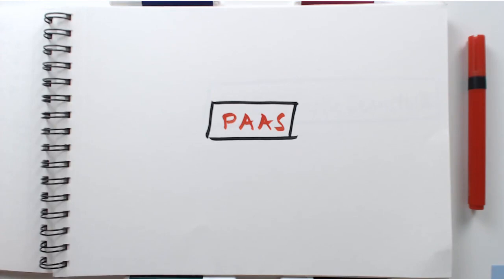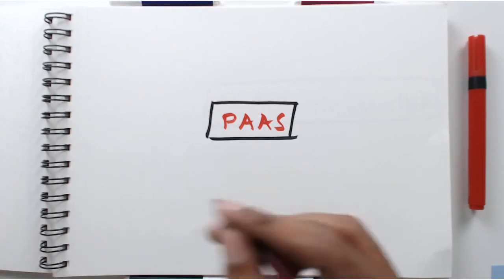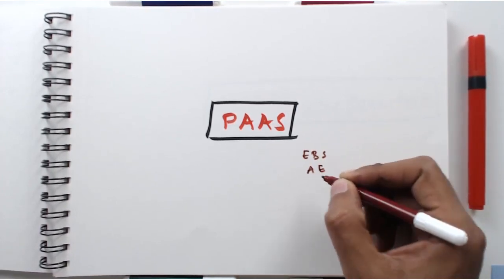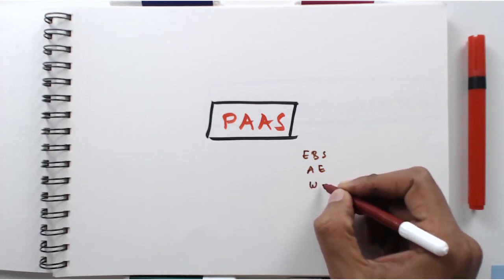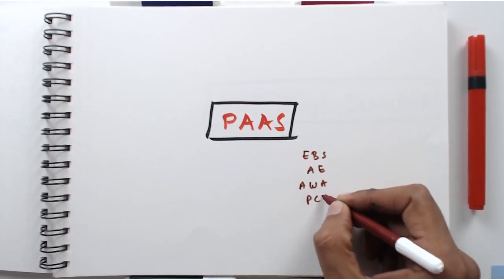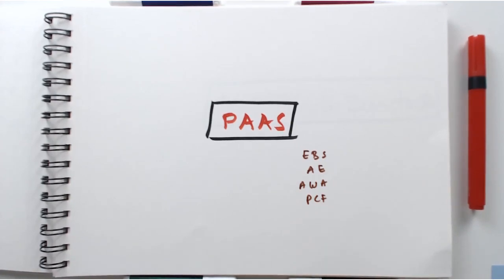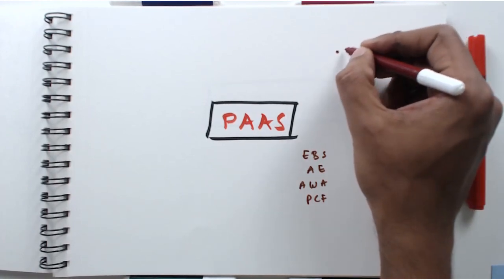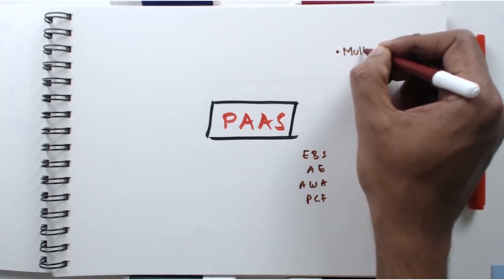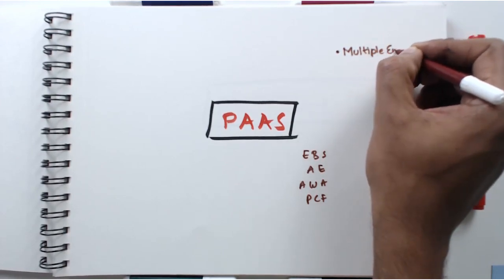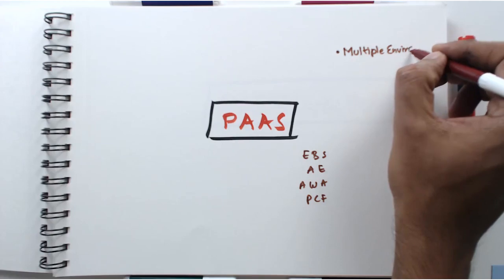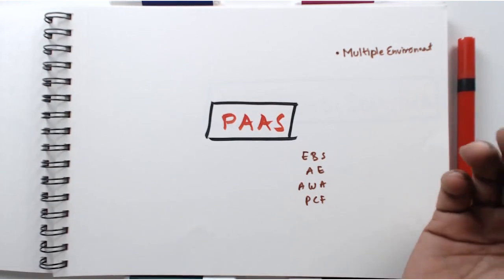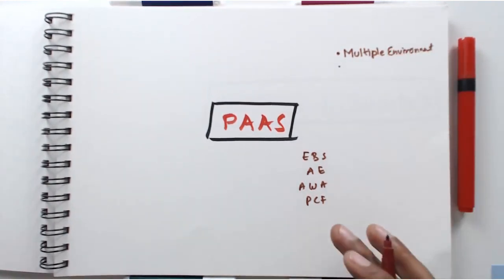Now, we talked about a number of platform as a service offerings. We talked about Elastic Beanstalk. We talked about App Engine. We talked about Azure Web Apps. And we also talked about PCF. If you look at all these platform as a service offerings, they offer a few common features. One is you can have any number of applications deployed. The other is they all support multiple environments. So you can have a dev environment, a QA environment, stage environment, and all that stuff for all the applications. They have different names for each one of these, but basically they support multiple environments.